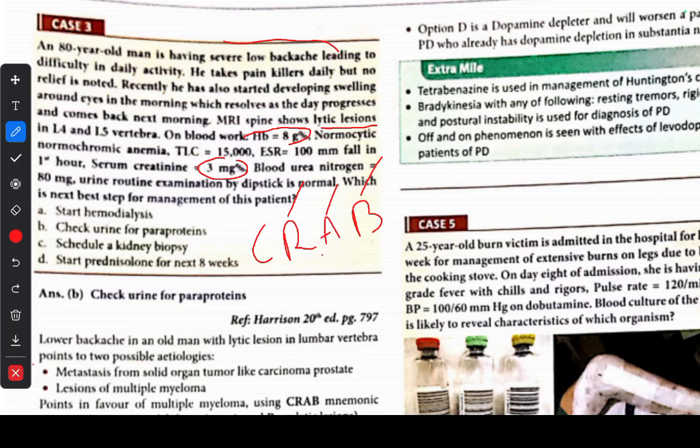So what is the diagnosis here? What is the next step in management of the patient? Check the urine for paraproteins. No hemolysis, check urine. Schedule for kidney biopsy, no. Start prednisone, no, because there is lytic lesions. See here, morning puffiness, morning swelling. We may mark the answer as nephrotic syndrome and start prednisone, but no. So you have to check the urine for paraproteins. That's it.